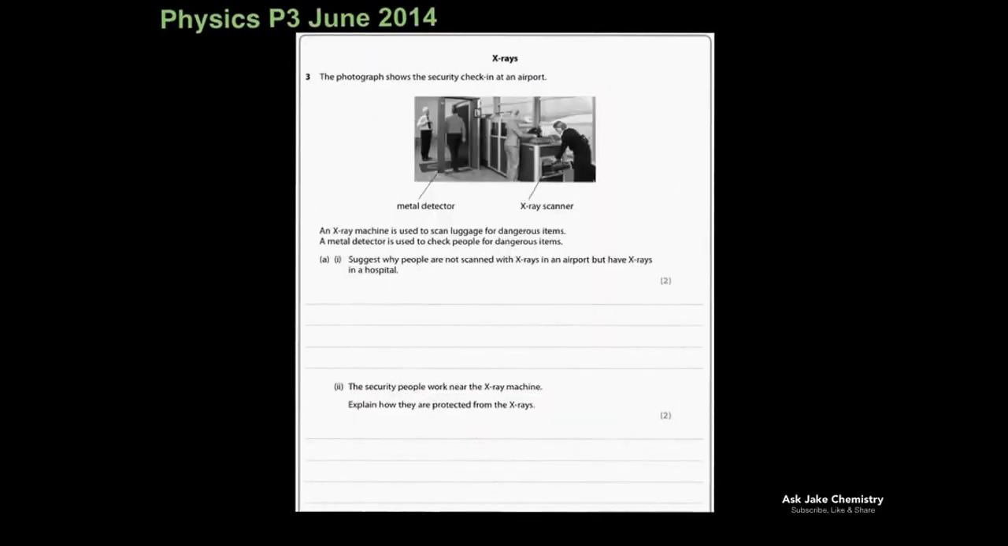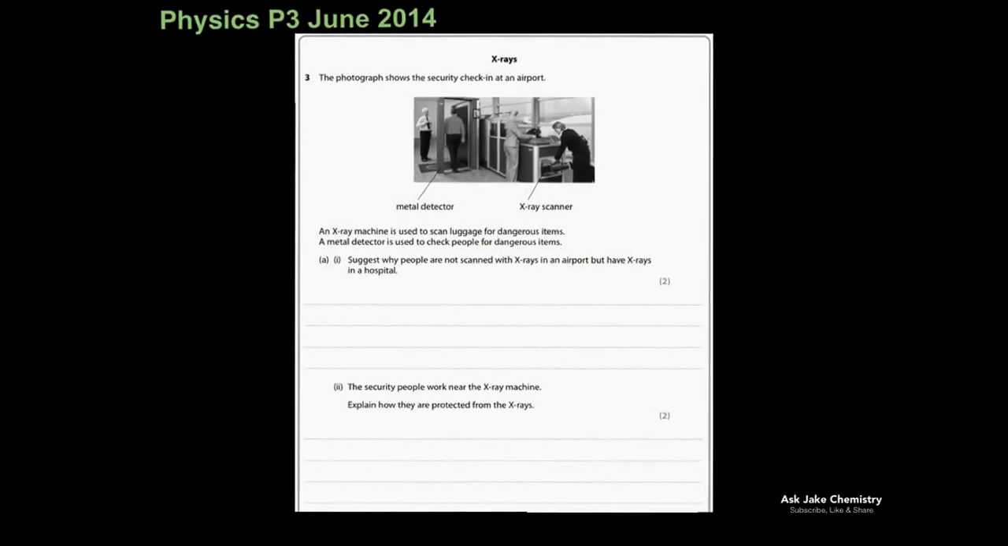Question 3 is about X-rays. Lots of things to talk about. The photograph shows the security check at an airport, and it gives you a photograph of what you would normally see in an airport, which is not very interesting. There is a metal detector, and there's an X-ray scanner. An X-ray machine is used to scan luggage for dangerous items. A metal detector is used to check people for dangerous items.